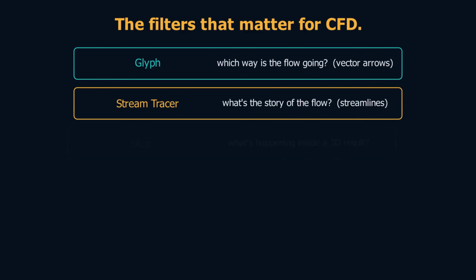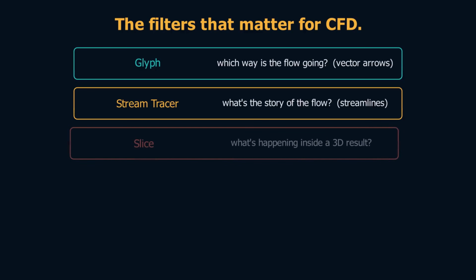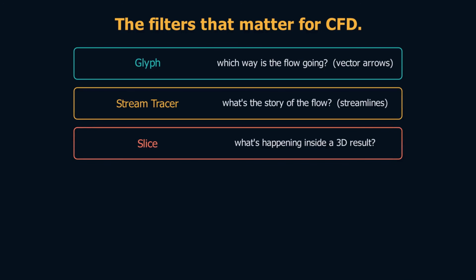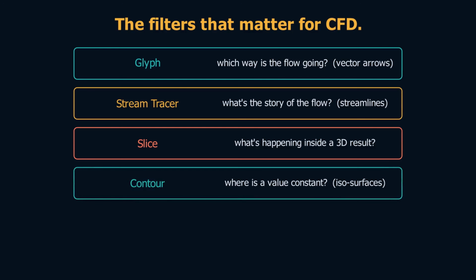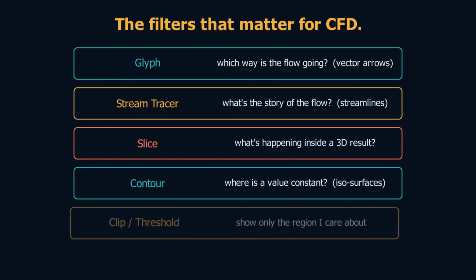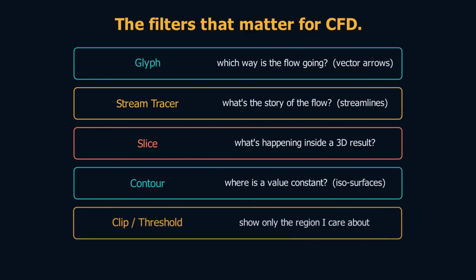Slice cuts a flat plane through a three-dimensional result so you can see the interior, not just the outer surface. Contour draws iso-surfaces, surfaces of constant value. Great for shock fronts, or a single pressure level. And Clip or Threshold hides everything except the region you care about: a wake, a hotspot, one part.